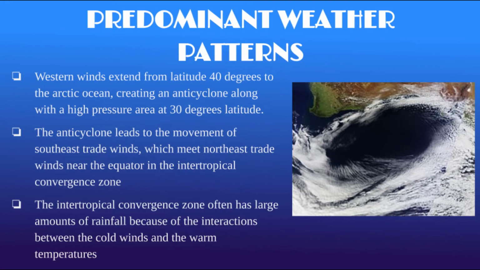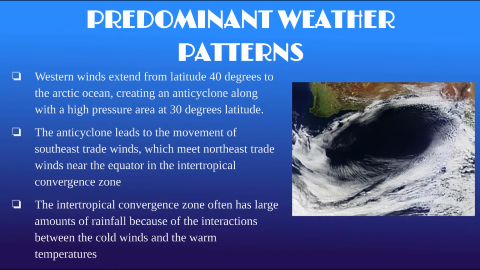In terms of the predominant weather patterns of the South Atlantic Ocean, the primary ones are western winds that extend from a latitude of 40 degrees to the Arctic Ocean, creating an anticyclone along with high pressure areas at around 30 degrees latitude. And what this anticyclone does is it leads to the movement of southeast trade winds, which meet northeast trade winds near the equator in the intertropical convergence zone.